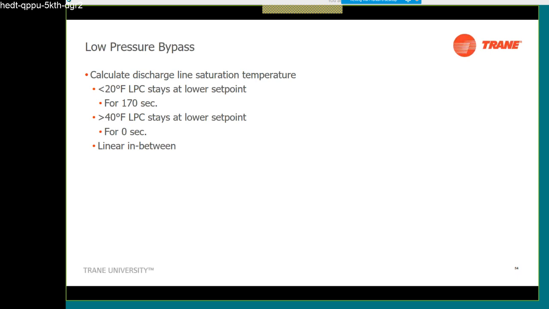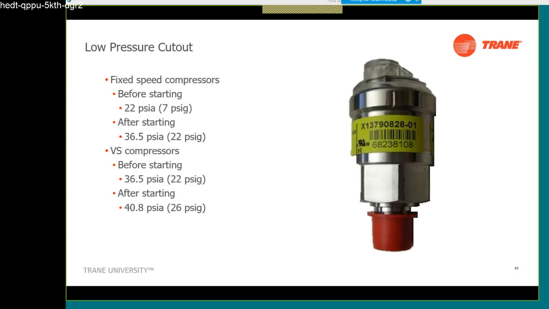Low suction pressure limit. So on startup, the low pressure cutout will be based on the lower setting. Less than 20 degrees, the low pressure cutout stays at the lower set point for 170 seconds. Greater than 40 degrees, the low pressure cutout stays at the lower set point for no time. On startup, we're looking at that 7 or 22.